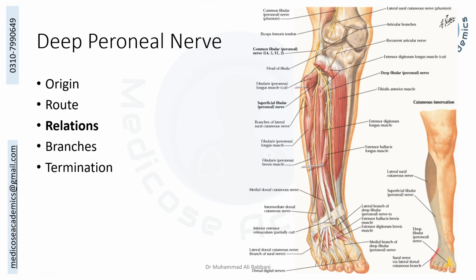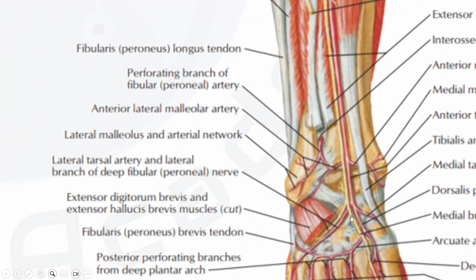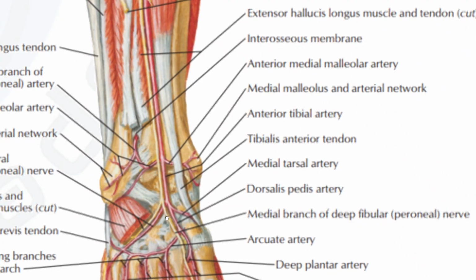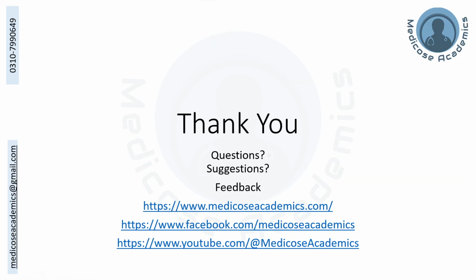By dividing into two terminal branches, it ends right here, into the medial branch and lateral branch of the deep peroneal nerve. So that's it about the deep peroneal nerve.